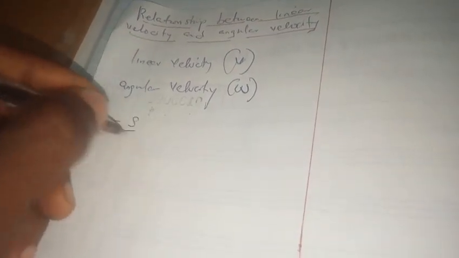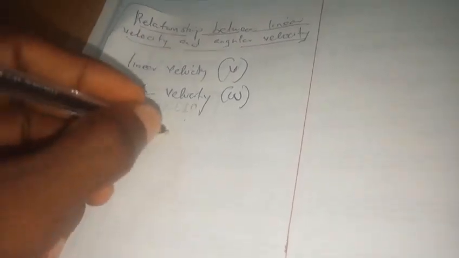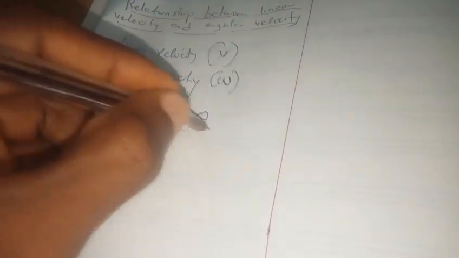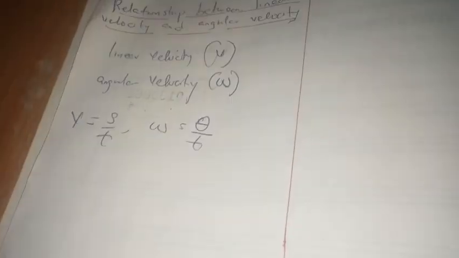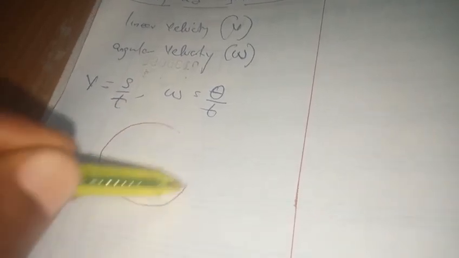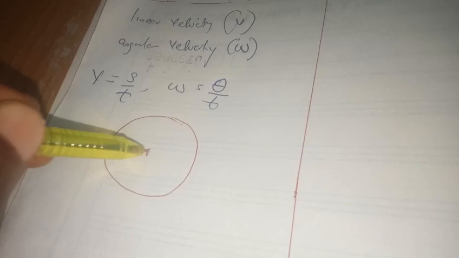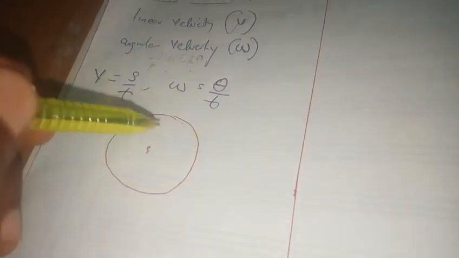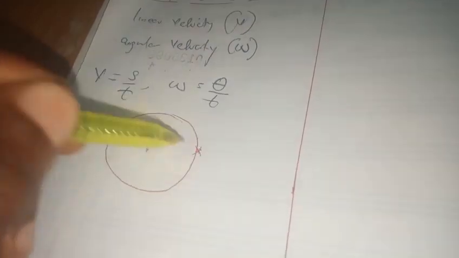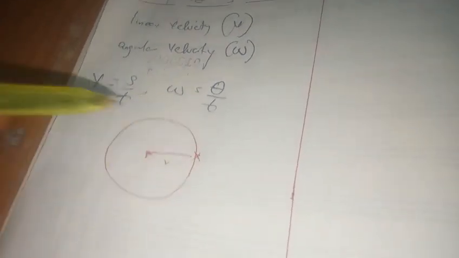is just distance over time, and then the formula for the angular velocity is just angular displacement over time. So what is this angular displacement? Let's take for example, if we have, let's say this is a circle, and this is the center of the circle. Let's say the body is at this position x, so it will have a radius r.